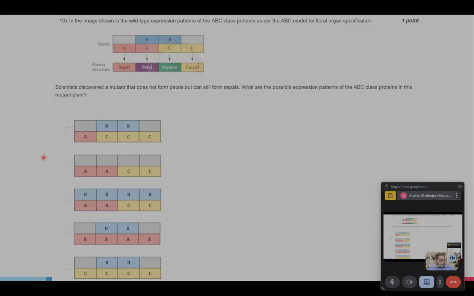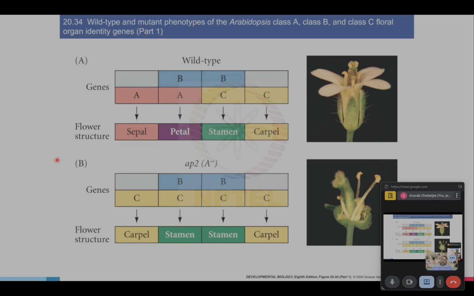Okay, let us look at this. Wild type and mutant phenotypes of Arabidopsis class A, B and C floral identities. We have already seen this. Wherever the gene A is expressed, it always forms a sepal. Wherever A and B both are expressed, it forms the petal. B and C both form the stamen and C only forms the carpel. So we have examples of all of these genes being expressed.